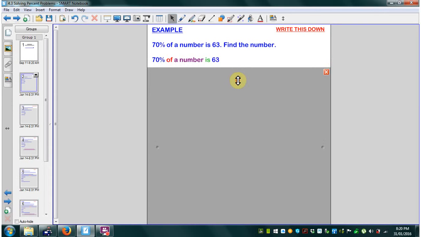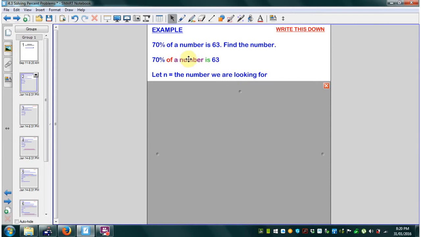Okay, so I just rewrote this out. I'm going to go back to what we talked about earlier this year about keywords and what keywords mean in math. So we talked about the word "of" being multiplication. And from your studies in elementary and in grade 7, you might have learned that the word "is" is the same as equals. So I'm going to take this sentence here, and I'm going to write it out using these keywords and our mathematical operations. So 70% of a number is 63.